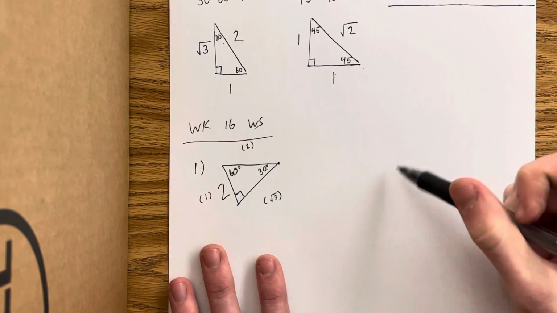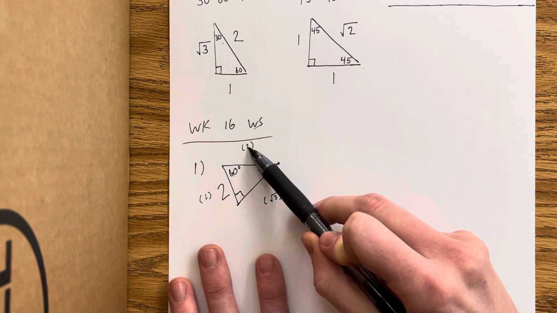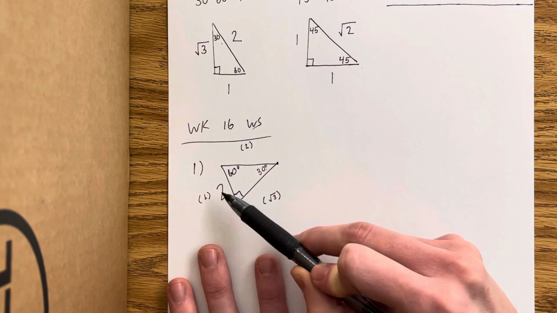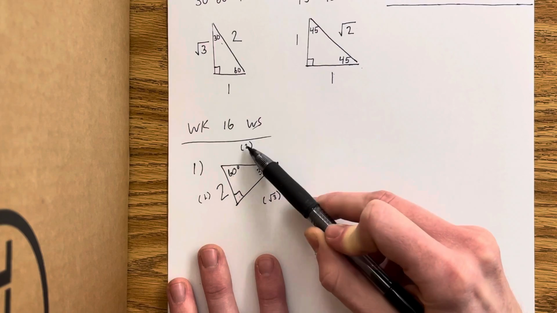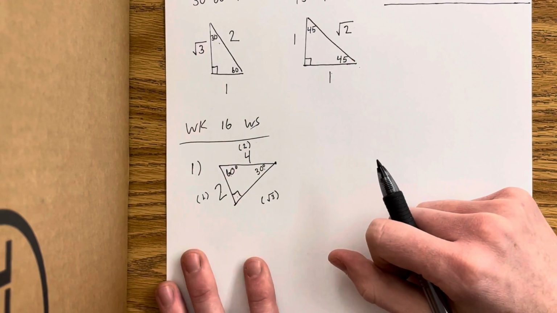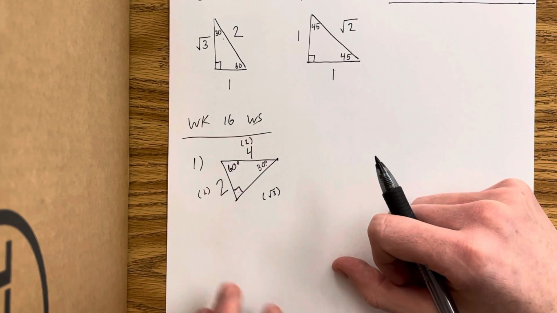So from here, we have to ask ourselves, well, how do we get from 1 to 2? The answer is we multiply by 2. 1 times 2 equals 2. So we're going to do the same thing: 2 times 2 equals 4. And that's how we find out the value of the hypotenuse.